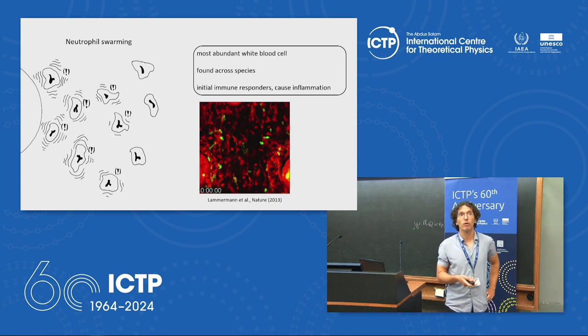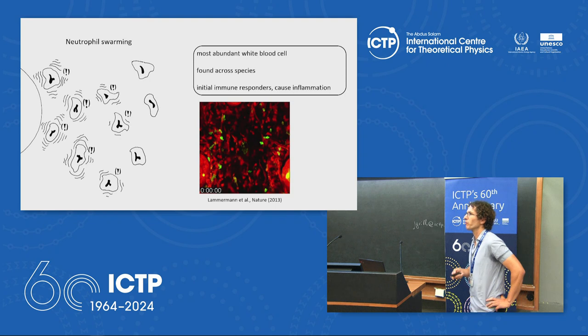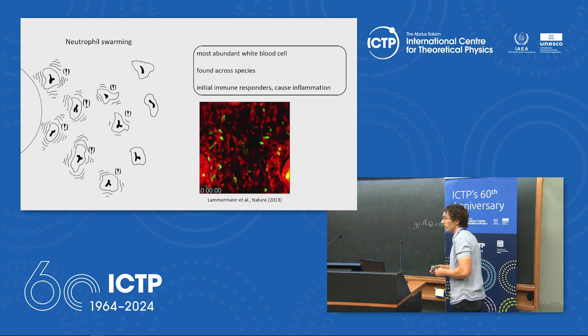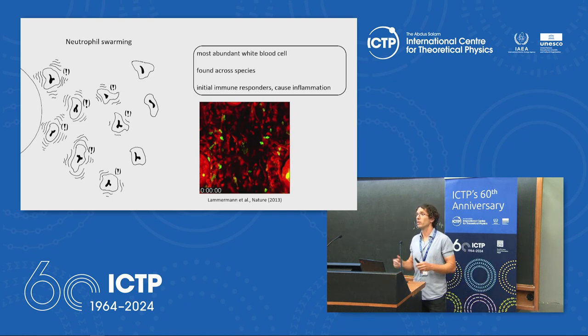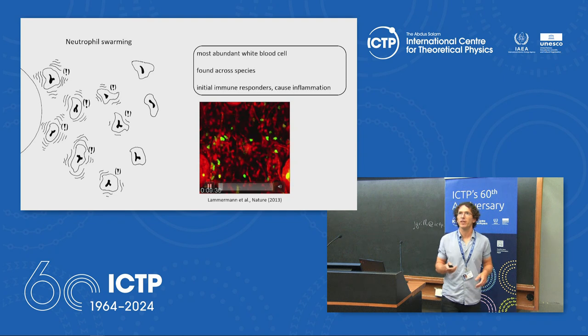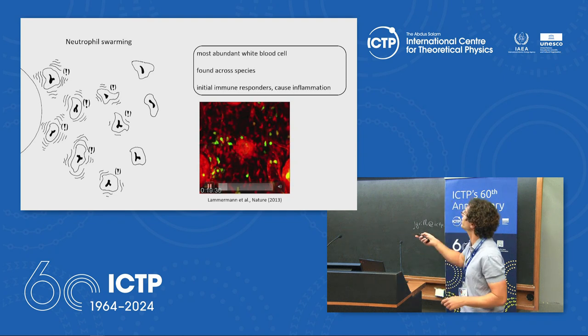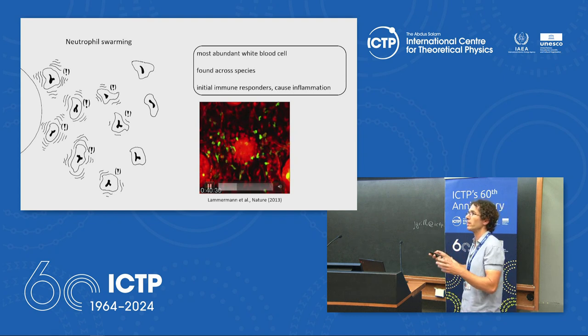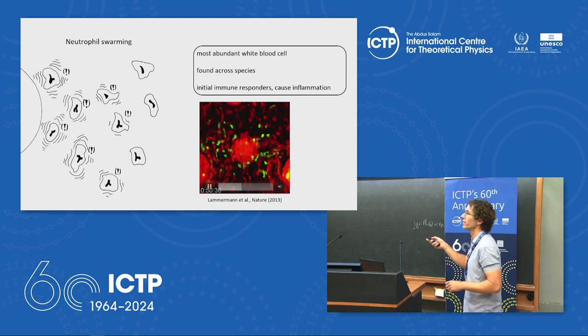So this talk is about neutrophils, and for the physicists in the audience unfamiliar, these are the most abundant white blood cells found across species, including our own bodies. They're the initial immune responders that cause inflammation. For example, here is a wound inflicted by laser on the tail of a zebrafish, and you can see the red cells accumulating relatively quickly at the injury site within the course of tens of minutes.